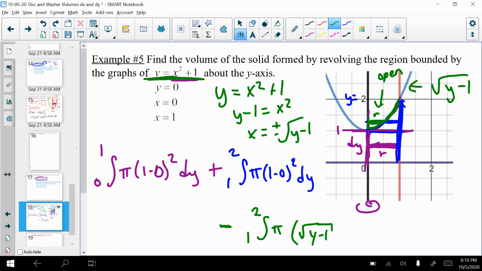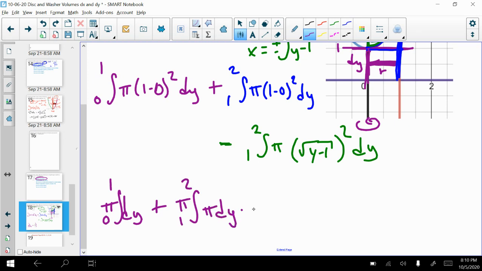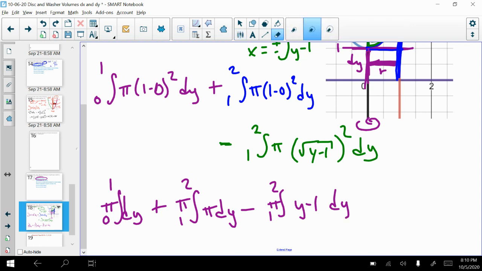This is 0. We don't really have to put that minus 0 if we don't want to. We, of course, can. It makes our work look beautiful. So here we have 0 to 1 of pi dy plus 1 to 2 of pi dy minus 1 to 2. Square root squared is just going to be y minus 1 dy. Now, oh goodness, there's an extra pi up in here. Let's fix that.